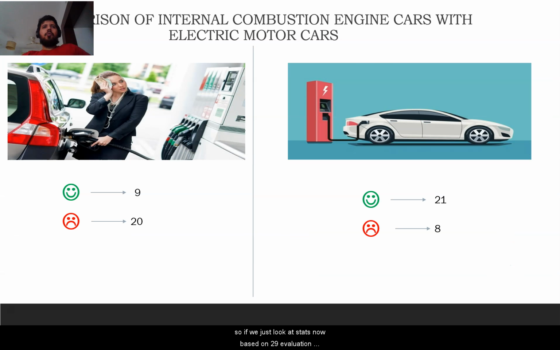So if we just look at the stats now, based on 29 evaluation factors, electric vehicles are the clear winner with 21 green smiley faces and 8 red angry faces. For internal combustion cars, 9 are green smiley faces and 20 are red angry faces. So the clear winner is electric vehicles, and every nation should now target them, and they should have some specific targets, like by the end of 2030 they should finish all internal combustion engine cars.